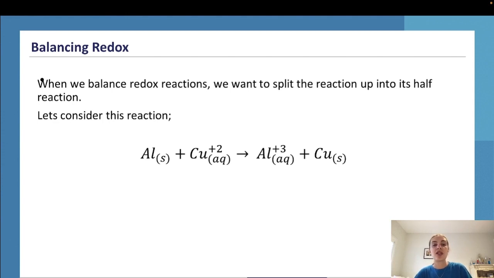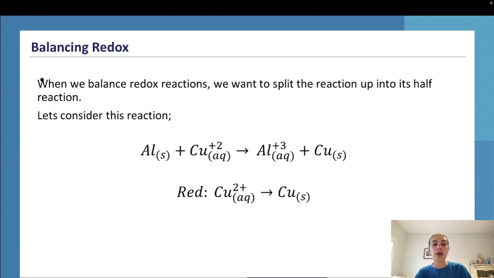Balancing of these reactions doesn't work very well when you try to just balance them as a whole reaction. So in order to split them up, we first will want to determine, well, what's being reduced. So we can see that we've got copper going from copper 2+ to copper solid.